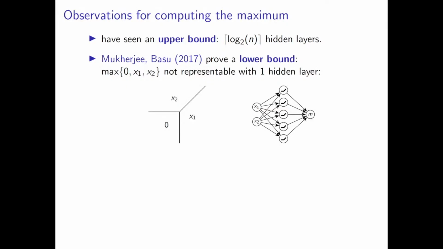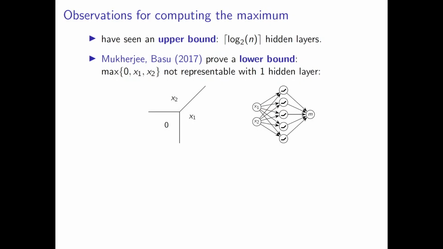So why do I draw the function like this? This is basically a view of the input space, and the function has 3 pieces. In one piece, the function is 0 because the maximum is 0. In one piece, the function is equal to x1, and then in the third piece, the function is equal to x2.